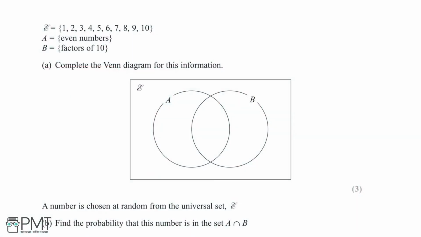We are given 3 sets of numbers, okay? The set of all numbers, 1 to 10. Set A is even numbers and set B is factors of 10. We have been asked to complete the Venn diagram for this information for 3 marks, okay?